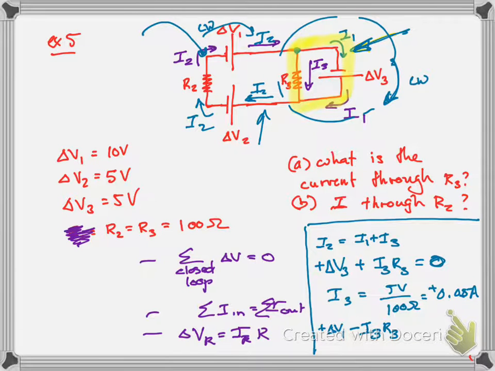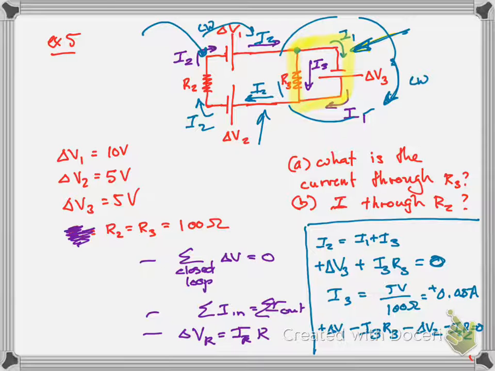And then we go backwards through a power supply, so we subtract, minus delta V2. Then we go in the correct direction through R2, following the current, so we've got I2 R2 equals 0.